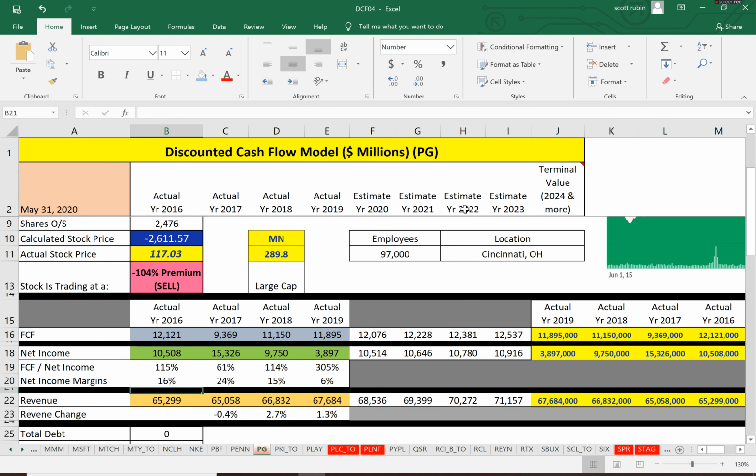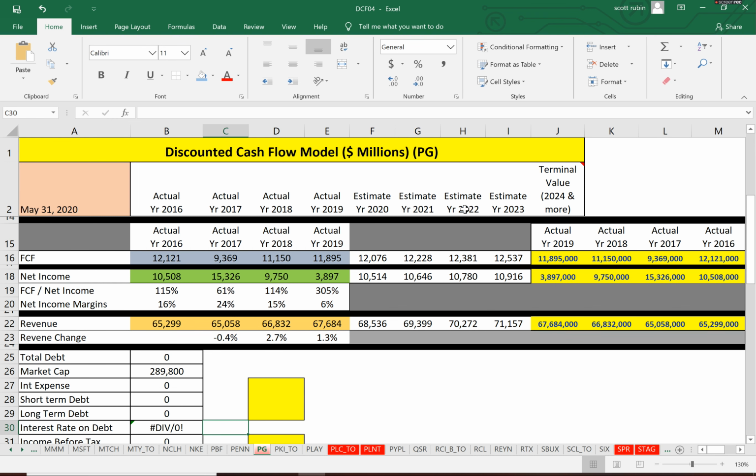So always take a quick look at the numbers to see how they move, to make sure there's no big outliers that could really mess up the model. So you can see net income takes a big drop in 2019. Something to look into. Revenue is fairly consistent, so let's move on.